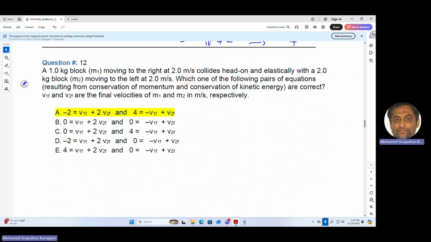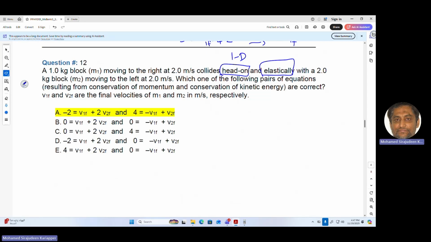One kilogram block moving to the right at 2 meters per second collides head on. When the collision is head on, what it means is one dimensional. Everything is in the same line. Right side, left side, or up, down, in the same line, in x-axis or only in the y-axis and so on. So it's a one-dimensional collision. And also he is saying it is elastic. Here the question itself is telling us it is an elastic collision. So we have to accept whatever he is telling because he is the one giving the question. Yeah, you can use both conservation of momentum as well as conservation of kinetic energy.